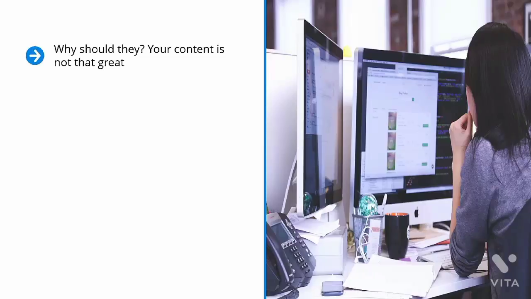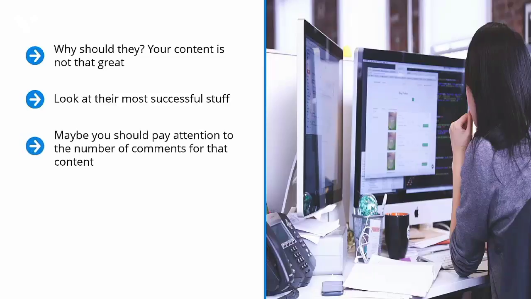Thankfully, this is easier than you think. Simply reverse engineer your competitors. Look at their most successful stuff. How do you know? Look at the social media indicators of their content. How many likes does their top content get? How many shares? Is there any other indicator that shows that this content actually has traction? Maybe you should pay attention to the number of comments for that content.